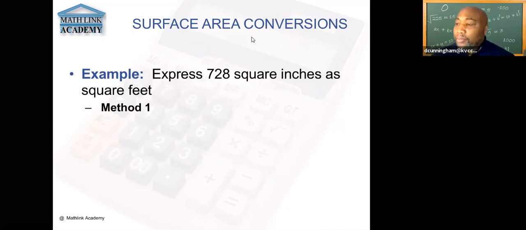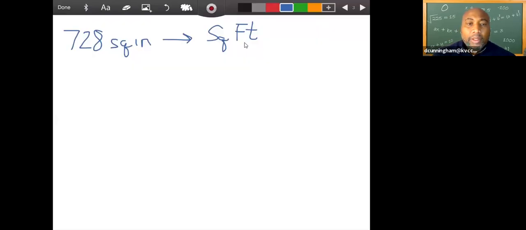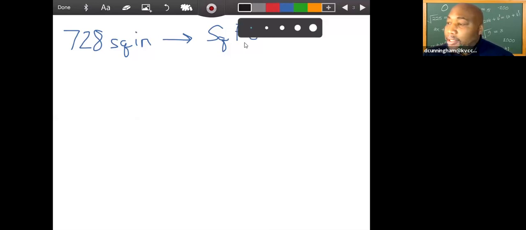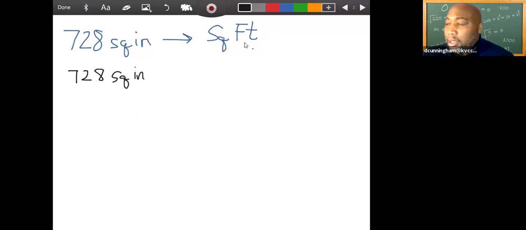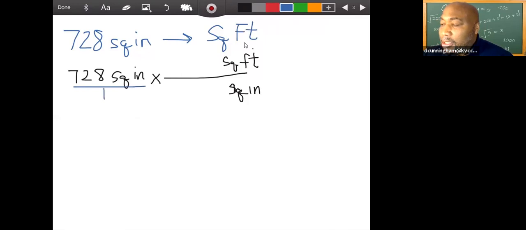So let's look at this example. We want to express 728 square inches as square feet. So let's go to our whiteboard and use the unity fraction to do this particular problem. So here's our problem, 728 square inches, and we want to convert that to square feet. So let's write that number down, 728 square inches. And then we're going to multiply, and on the bottom we're going to have square inches, and on the top we're going to have square feet. Again, we're using our unity fraction, realizing that this number is the same thing as this over 1.